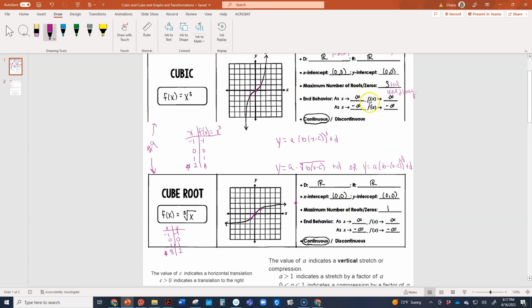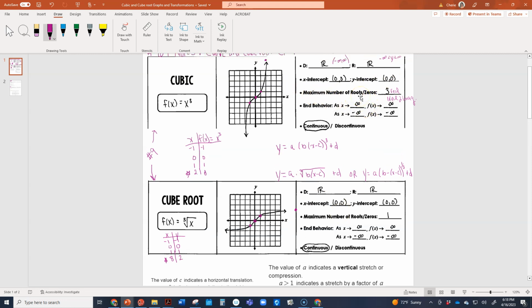The maximum number of roots or zeros for the cubic function, you should remember, hopefully, that since it's a third degree polynomial, it has to have 3 solutions. So I put it's going to have 3 real ones, or it could have 1 real one. If it has 1 real one, then it's going to have 2 imaginary ones. That's the case of this one right here that we see. It's only crossing the x-axis once.